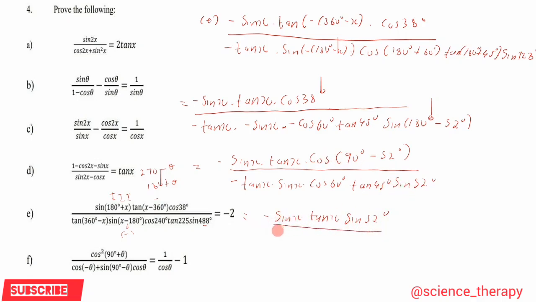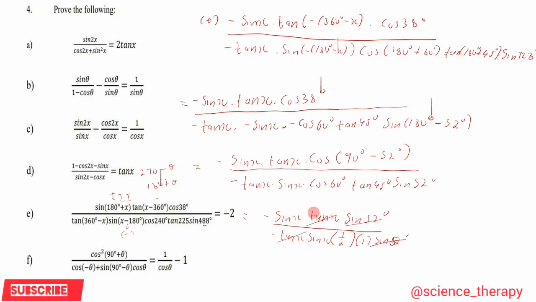So we have negative tan x and then sine x. Now we can just write these ones because we know the special angles. What is cos 60? That's half. And then what is tan 45? That's 1. And then this sine 45 here, let's write this sine 45 degrees, sine 52 degrees. So this sine 52 degrees will cancel out with this sine 52 degrees. And then we have tan x cancelling out with this tan x.